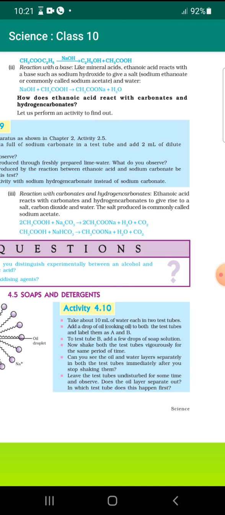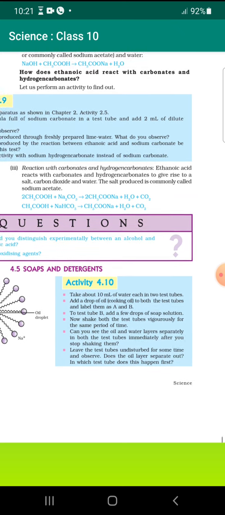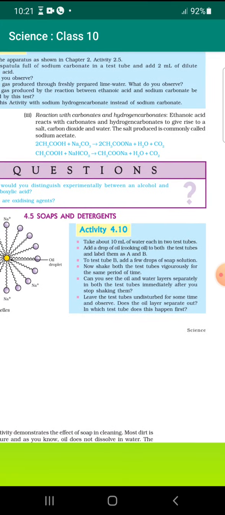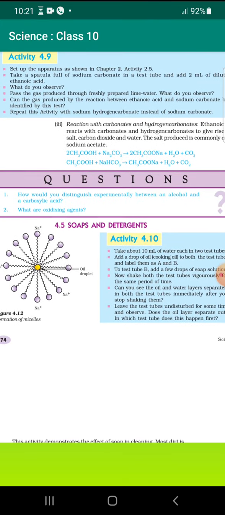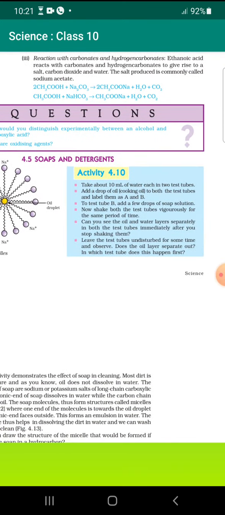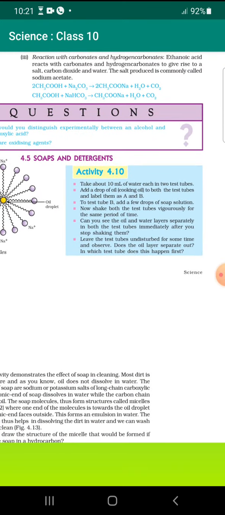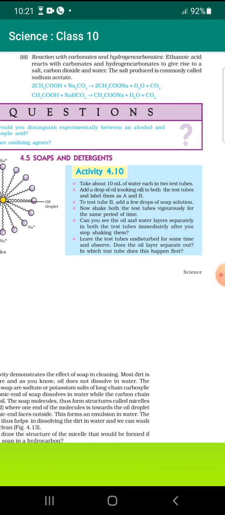How does ethanoic acid react with carbonates and hydrogen carbonates? Let us perform an activity to find out. Set up the apparatus as shown. Reaction with carbonates and hydrogen carbonates. Ethanoic acid reacts with carbonates and hydrogen carbonates to give rise to salt, carbon dioxide, and water. The salt produced is commonly called sodium acetate.